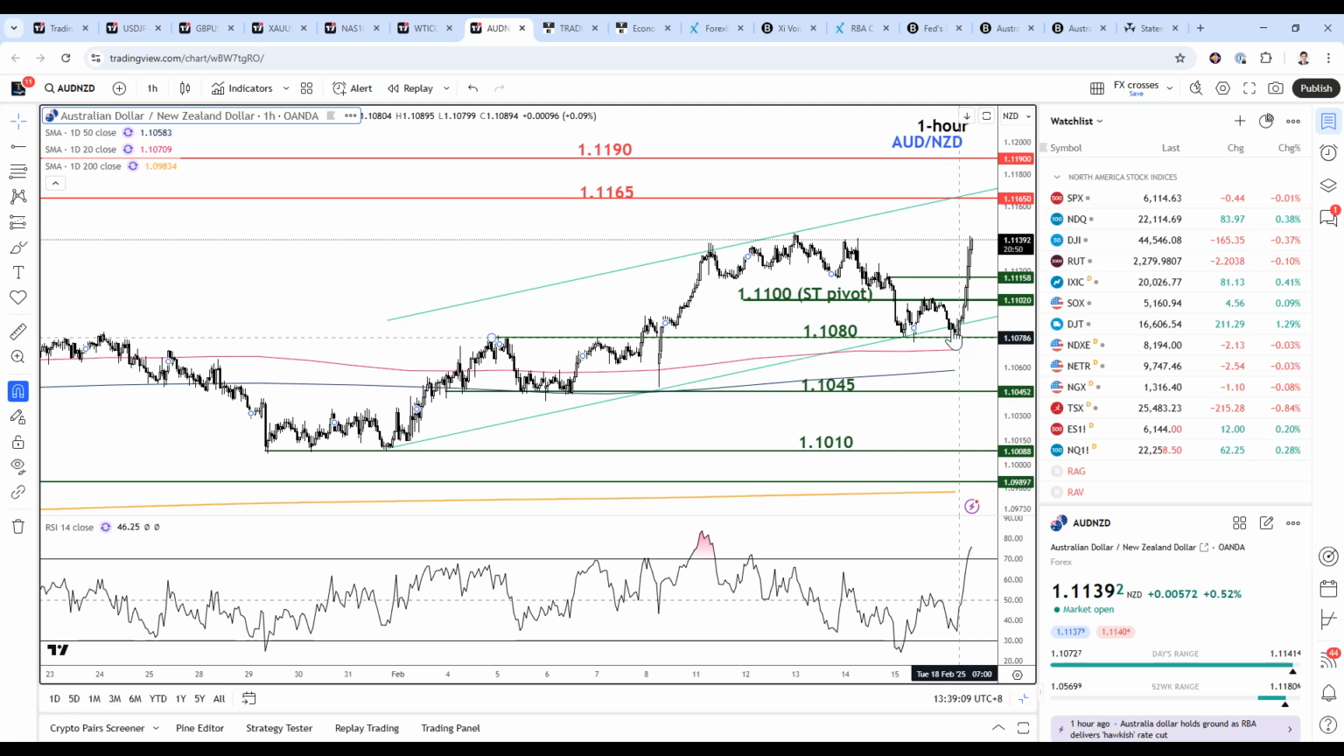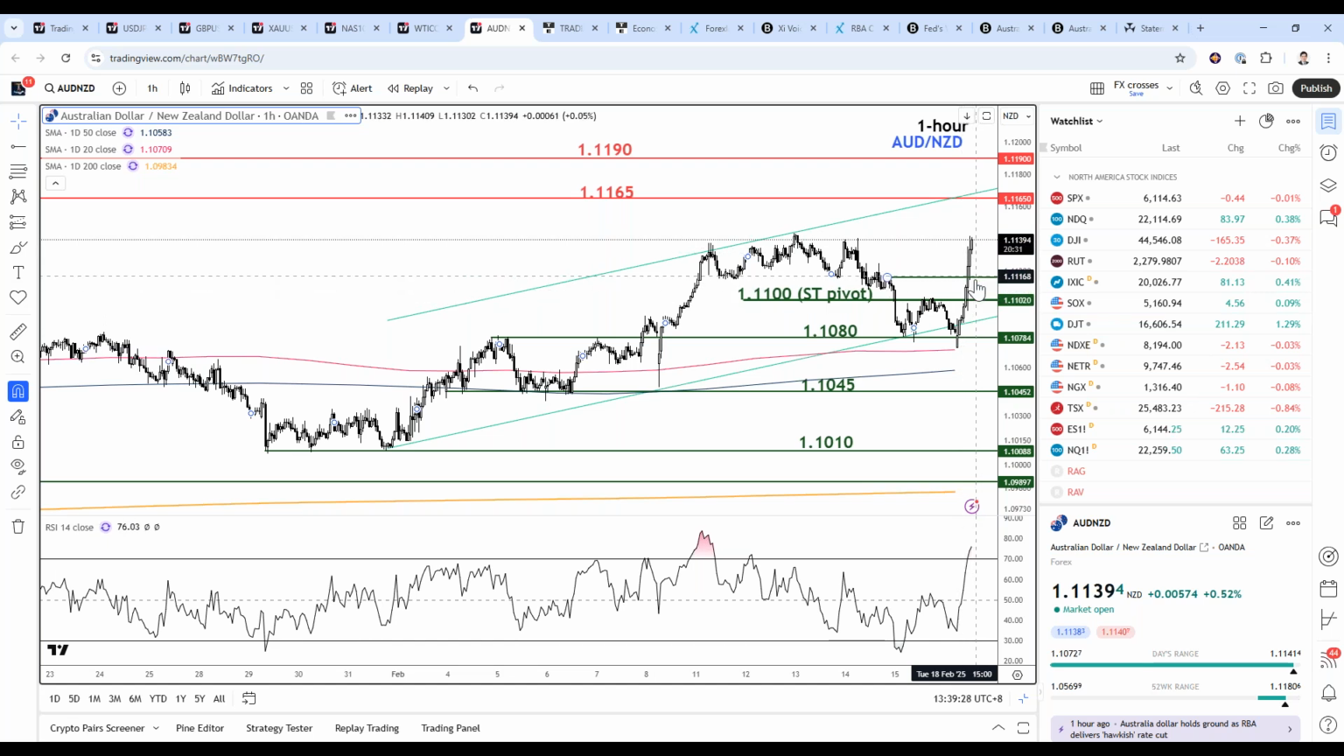Staging a bounce from the lower limit of that minor ascending channel that is in place since 31st of January. This is the hourly chart. So right now the hourly RSI has already hit the overbought level, so there could be some form of a minor pullback taking shape. So this minor pullback, first support level to watch out for right now as we head into the European session will be 111.15.